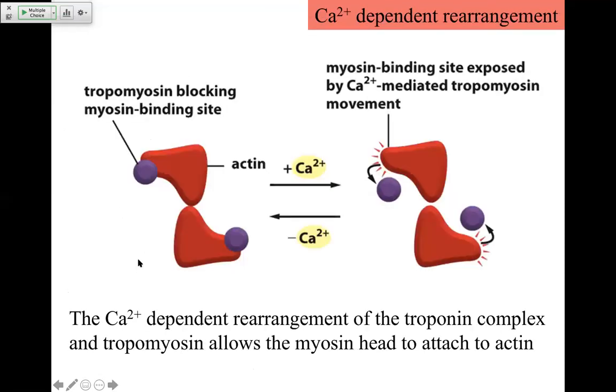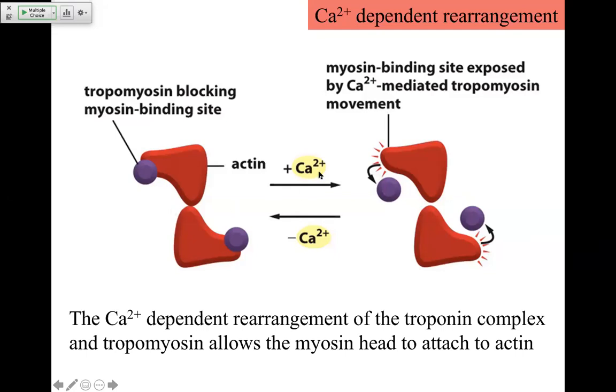What we've done here is we're looking at sort of a cross section of an actin filament. And over here is the myosin binding portion of an actin filament that we can see in the resting position is bound by a cross section of the tropomyosin. Over here, not shown, would be the troponin complex.